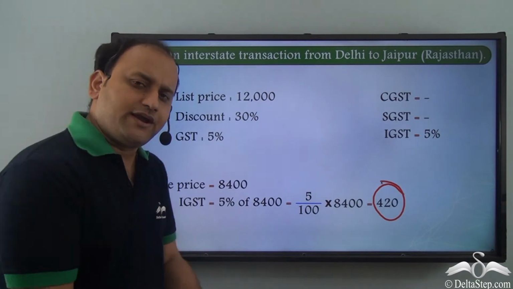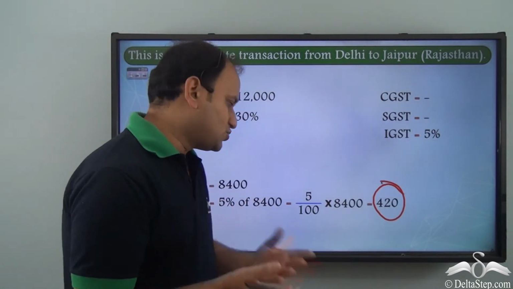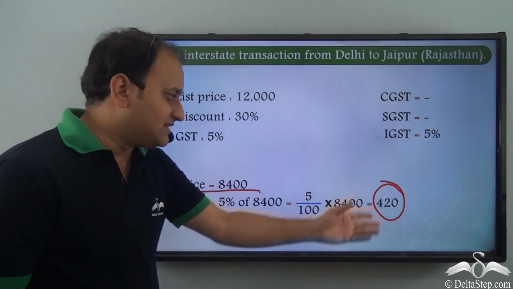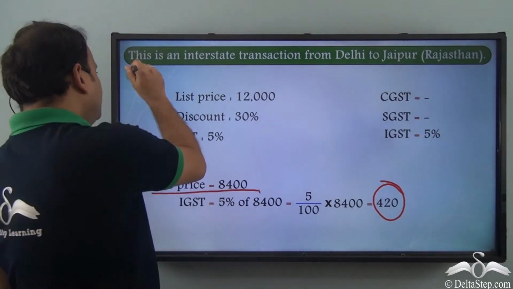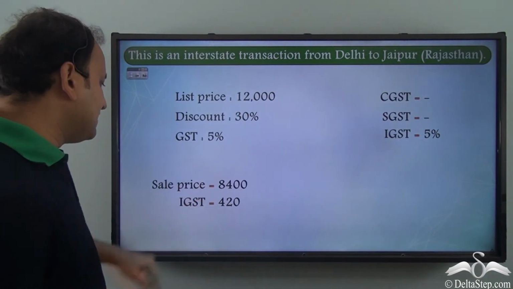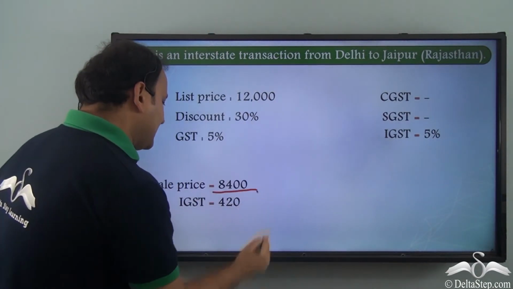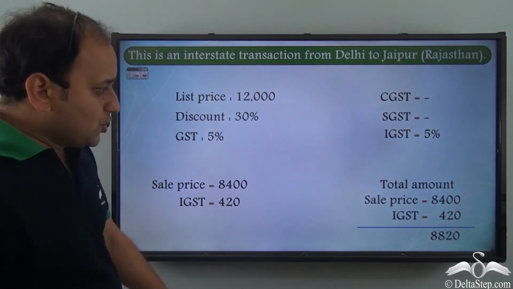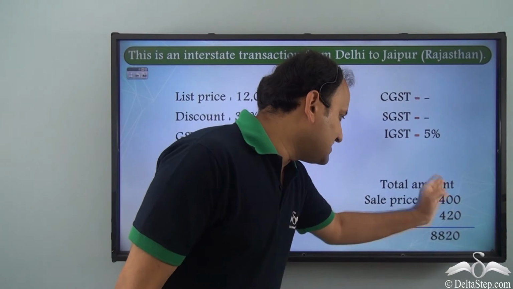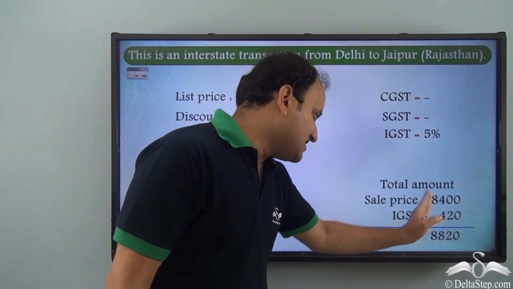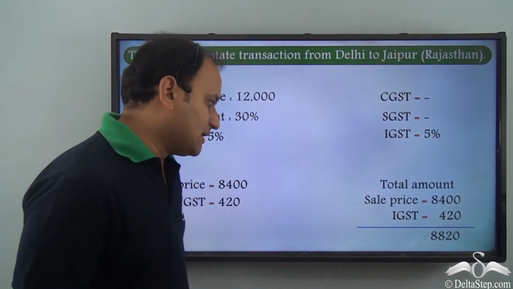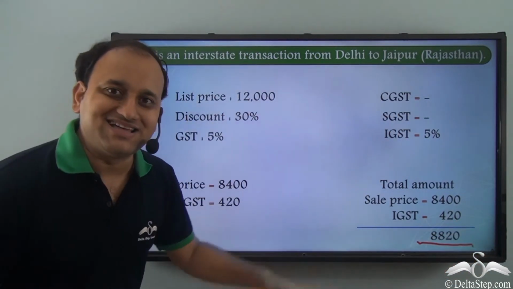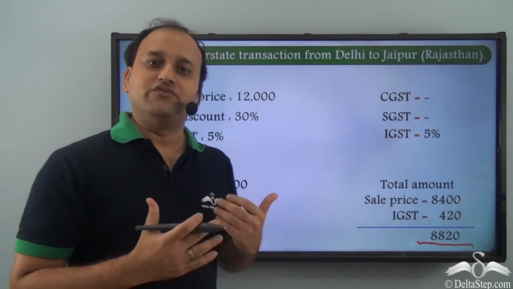Now, can we calculate the total amount? Well, the total amount will be sale price plus GST, in this case IGST. So, we have sale price 8,400 and IGST 420. So, total amount is sale price 8,400 plus IGST 420, which comes to 8,820. So, this is the amount which the customer will pay.